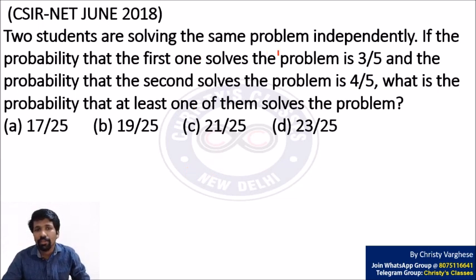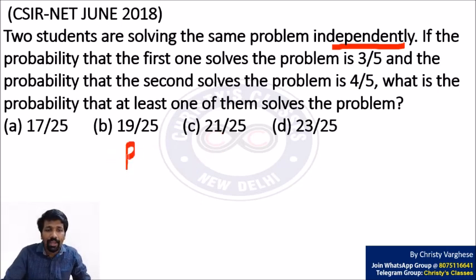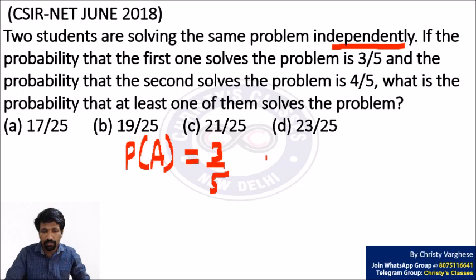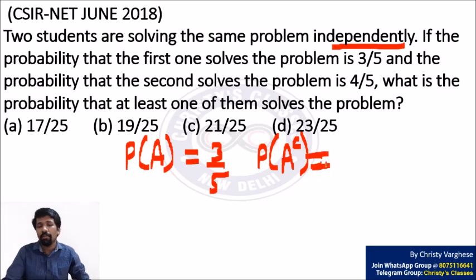Two students are solving the same problem independently. That means one person's probability is not going to affect the other person's chance at all. If the probability that the first one solves the problem is 3 by 5, let A be the first student. Probability of A solving is 3 by 5. So, what will be the probability of A not solving? 1 minus 3 by 5, using the complementary probability approach we discussed. 3 by 5 is the chance for A solving, so A not solving chance will be 2 by 5.